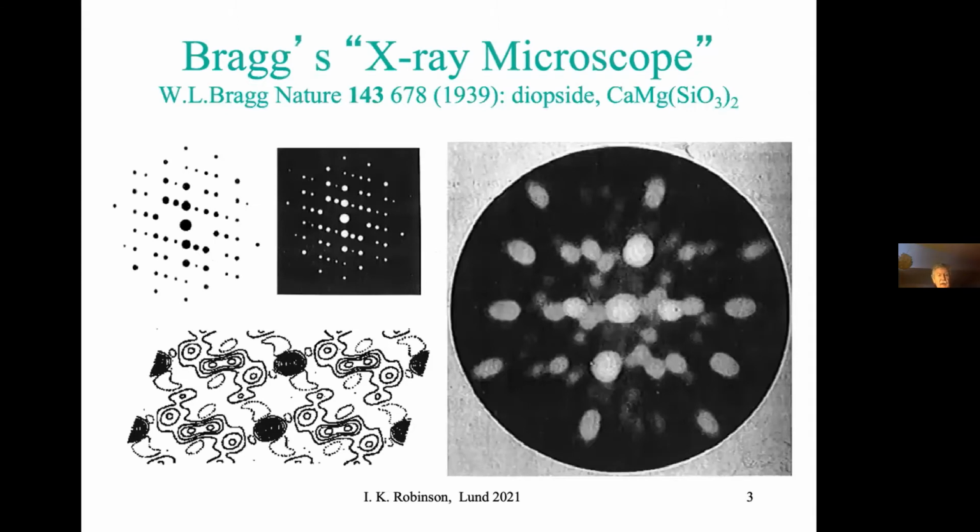Okay, so the methods aren't completely new. I like to set the clock back a little bit at the beginning and say that Bragg himself developed and published a paper in Nature in 1939 called X-ray microscope. And he, along with all of us, appreciated that there's a simple Fourier transform relationship between the diffraction pattern of a mineral here and the image of where the atoms are.